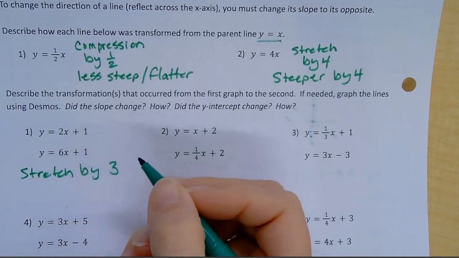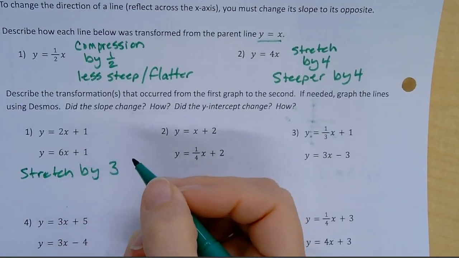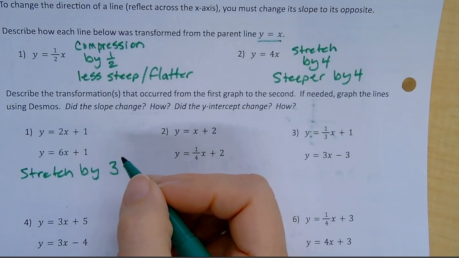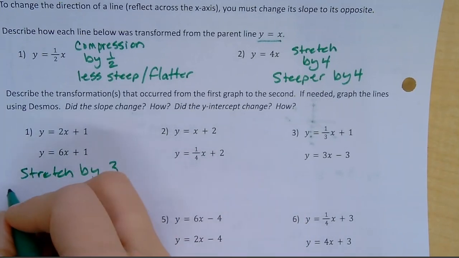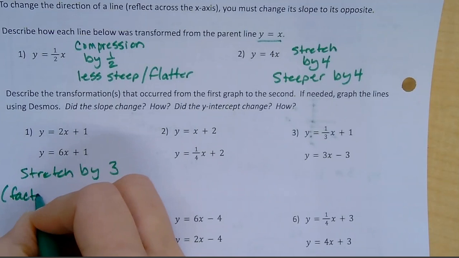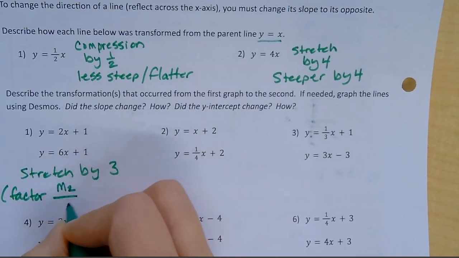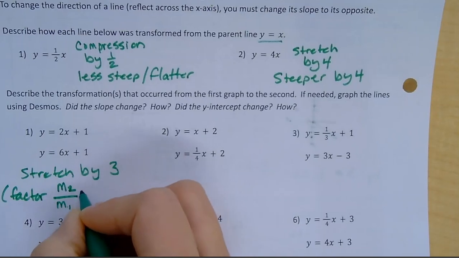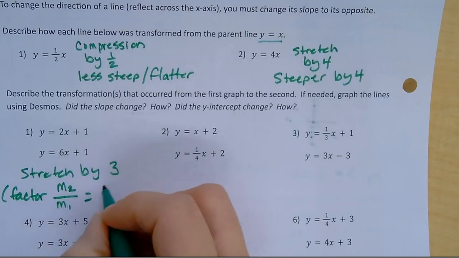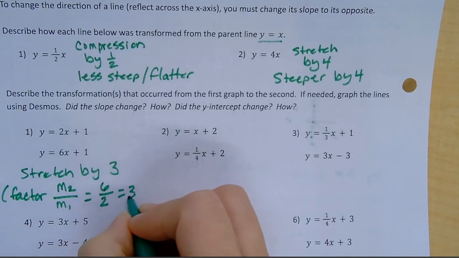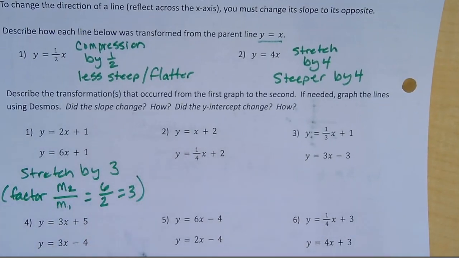But sometimes when you get numbers like this, it's not an obvious thing that you can do in your head. So the way we find our factor is the m from the new line divided by the m from the original line. You can see that our m from our new line was 6, our m from our original line was 2, and that's how we get our factor of 3 if it's not really obvious and we need to figure it out algebraically.